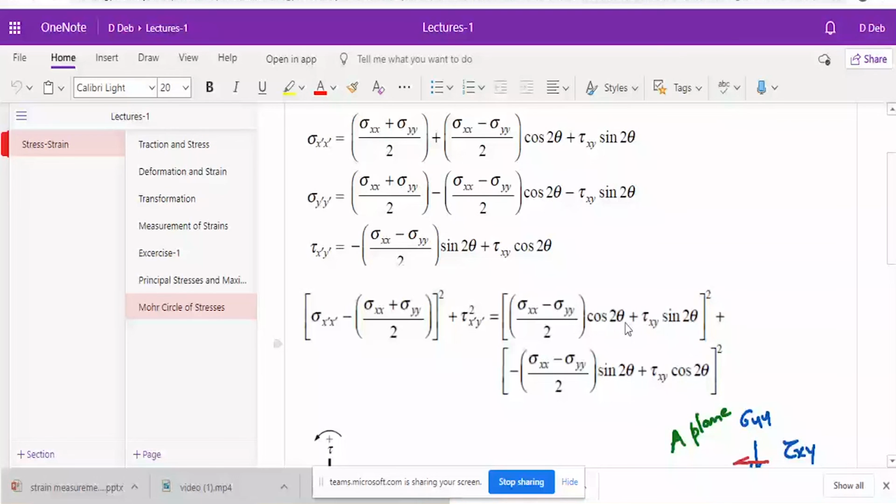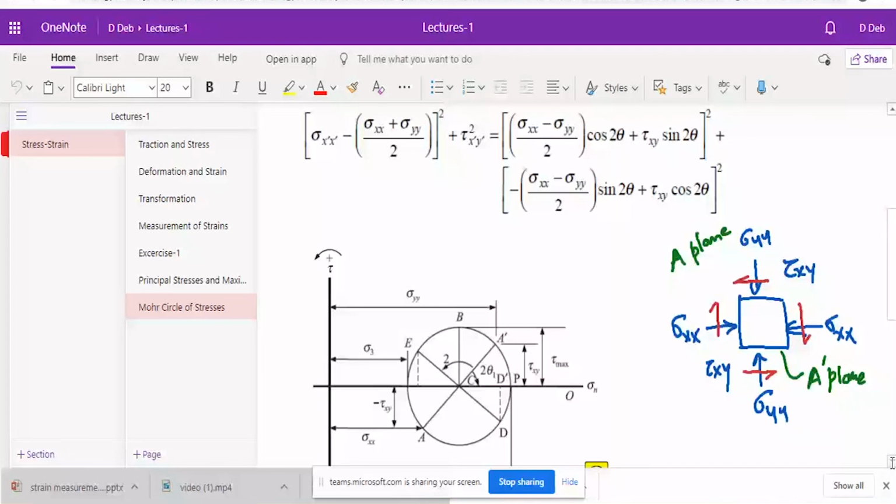This is a plane, sigma xx. Let's say this is the a dash plane, and the vertical plane is the a plane. Here I have mentioned a and a dash, that's why. Now how do you plot a Mohr circle?